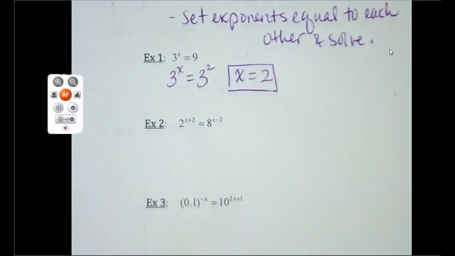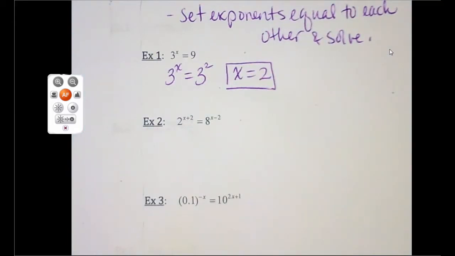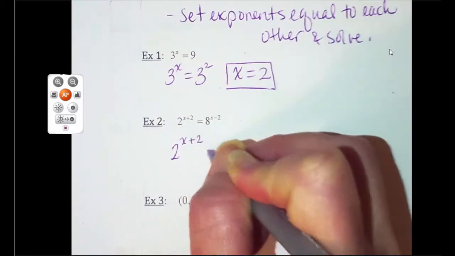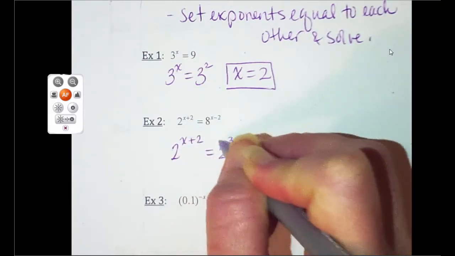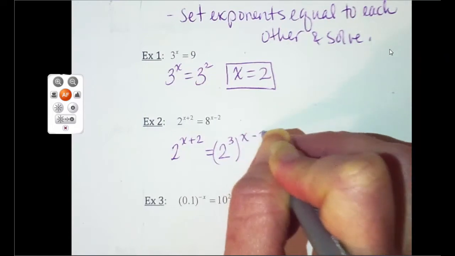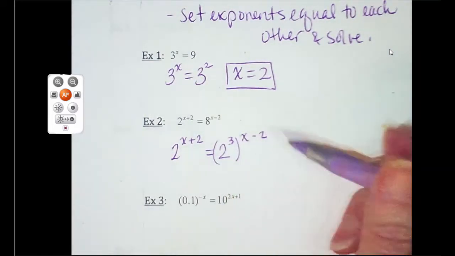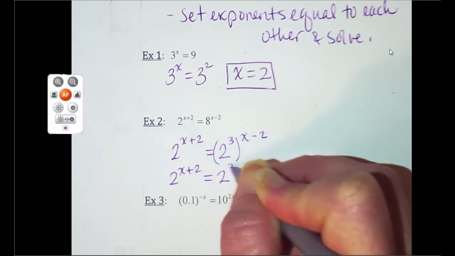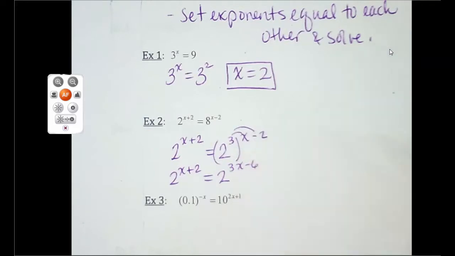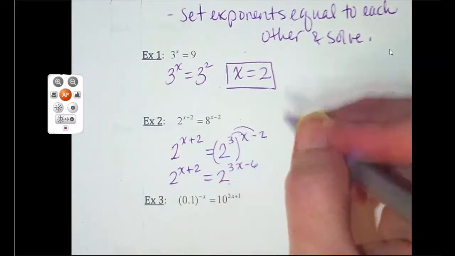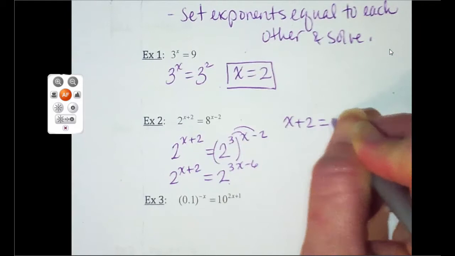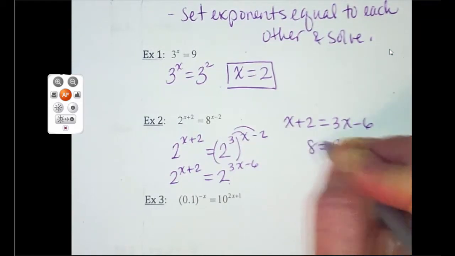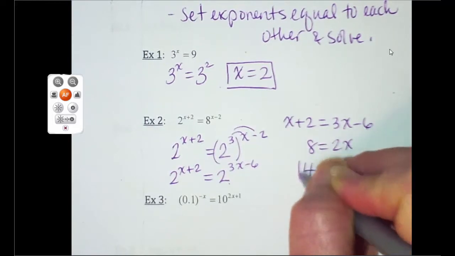In example 2, I have 2 to the x plus 2 equals 8 to the x minus 2. Well, 2 to the x plus 2 will stay put. 8 can be rewritten as 2 cubed, and that's all to the x minus 2. Use our power to a power rule, and we get 2 to the x plus 2 equals 2 to the 3x minus 6, distributing that through. Now that you have like bases, set your exponents equal to each other and solve. So we have 2x equals 8, x is equal to 4.